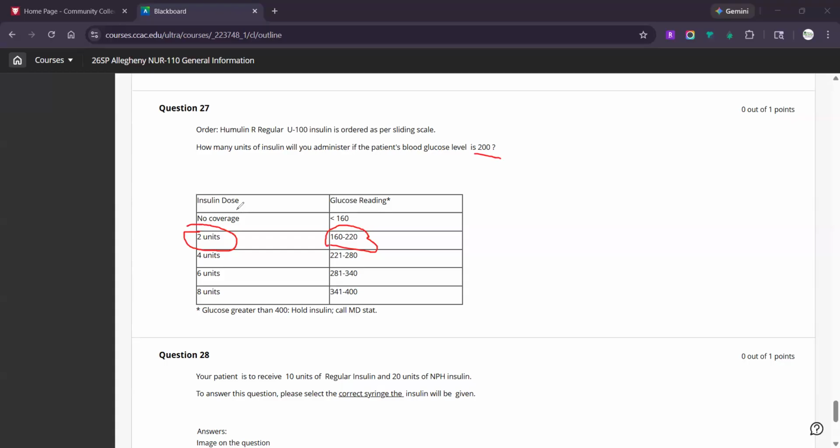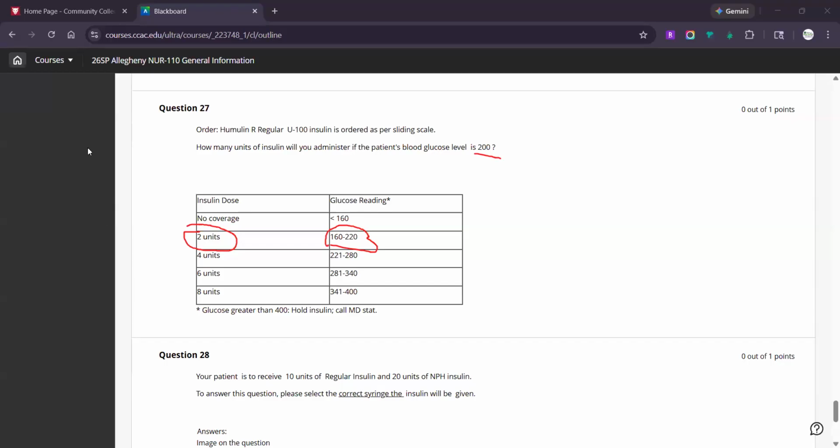If it was less than 160, then you would say no coverage. If it was greater than 400, then you would hold the insulin and call the doctor. Usually for these questions, they're going to ask you to identify the 2, 4, 6, or even the 8 units with that. But that's pretty straightforward.